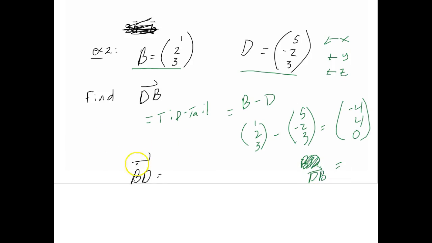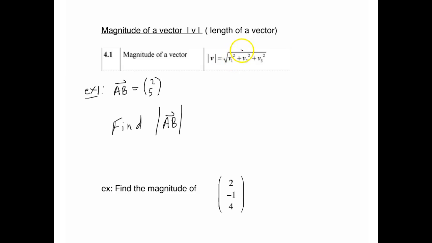Now if I want the vector BD, right, I could do D minus B, but I could also just negate the answer I just got, right, because it's going in the opposite direction. So this could be 4, negative 4, 0. And that equals the vector BD. There you go. Now let's talk about how to find the magnitude of a vector.